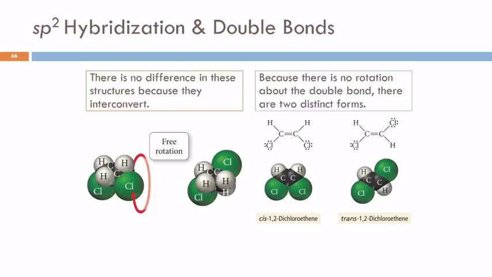So would that be considered resonance? No, this is not resonance. Because there's no rotation around that double bond, these are actually two different molecules. And they have slightly different chemical and physical properties. This is just rotation. So they would have different properties? They would have slightly different properties, yeah. So it would be easy to separate them? It wouldn't necessarily be easy, but it would be possible.